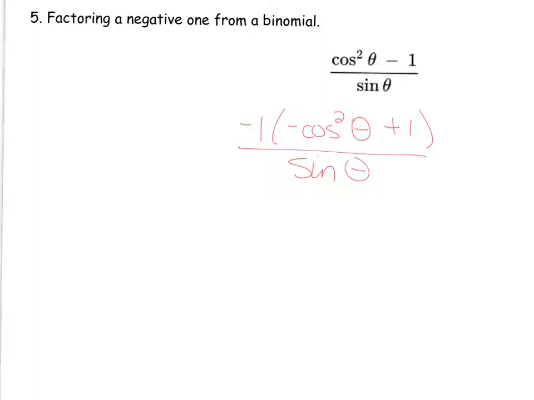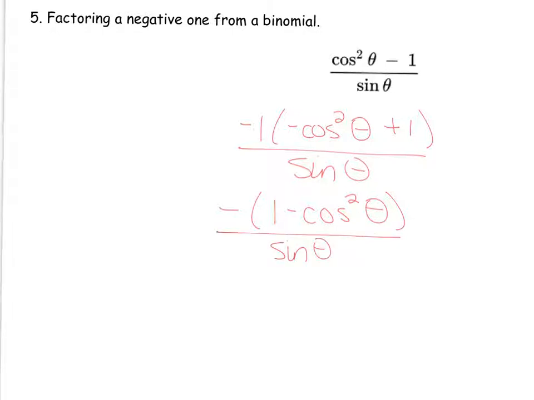Now, the reason I did that is because now I'm going to take this and I'm going to reverse these two. I'm just going to write negative on the outside. I'm not going to write the -1. It is -1, but I'm just going to write negative. And I'm going to write that as 1 minus cosine squared theta. All I did was change the spots. I put the +1 in front and the minus cosine squared at the back.